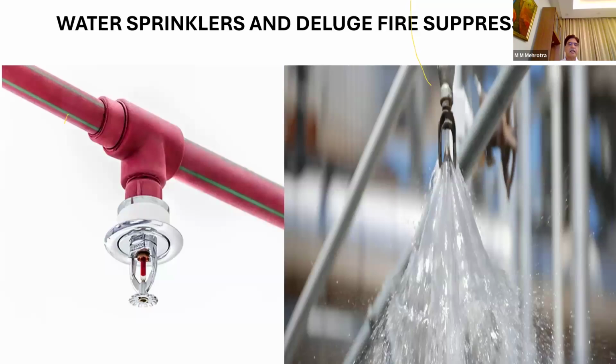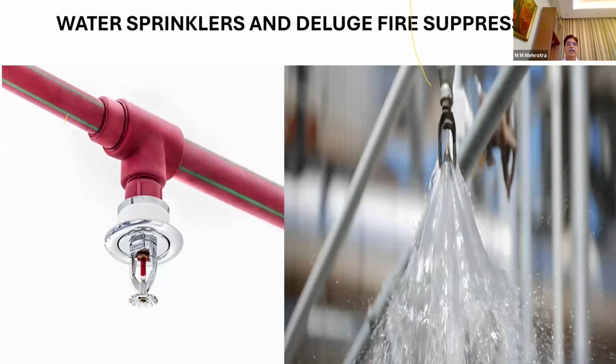Now these are sprinklers. Sprinklers are of two types. Water sprinklers are connected like a sprinkler. Suppose it's a hospital. A patient is lying in the hospital. If there is a fire, that patient cannot run away suddenly. So what will happen?